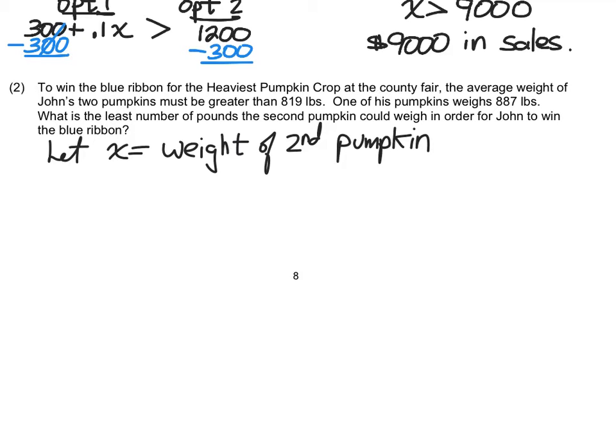I appreciate that. All right, so we have the first pumpkin is at 887 pounds, right? Plus the second pumpkin, which is the unknown one, right? But they have to average out to equal 819 pounds. How do I find the average between two numbers? Add and divide by 2. Now, it doesn't actually have to hit the mark of 819. It needs to be greater than, it needs to be more than that.